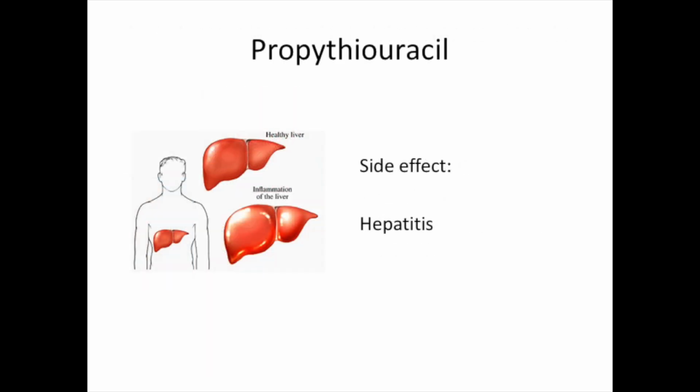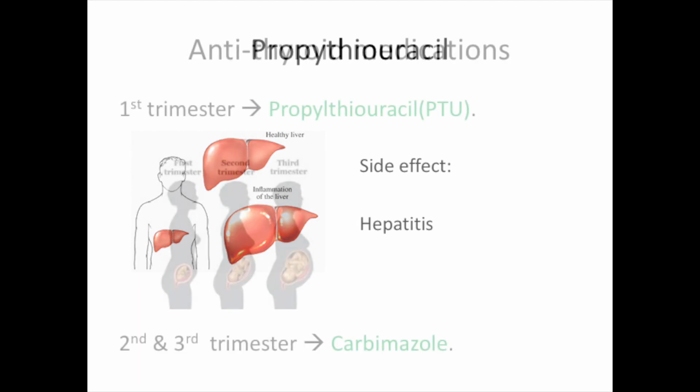Propylthiouracil is an antithyroid medication that's preferred to be used in the first trimester because, as we discussed, of the side effect of carbimazole. But it's not preferred to use it in the second and third trimester. Why is that? Because of the high susceptibility of developing drug-induced hepatitis because of propylthiouracil. So it is for the first trimester and not for the second and third trimester.